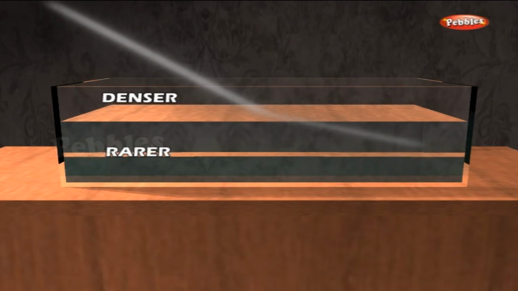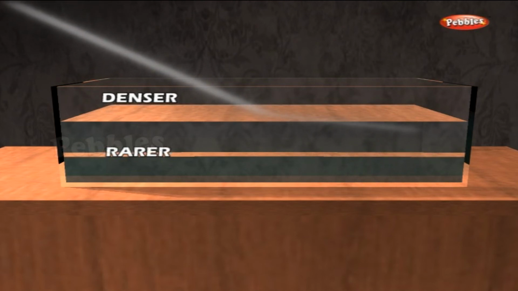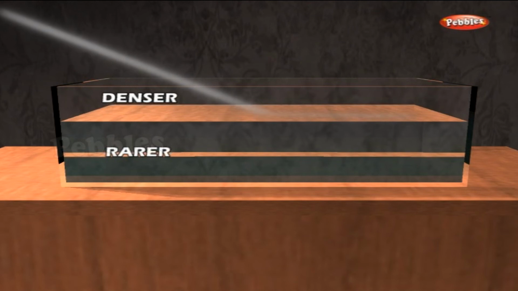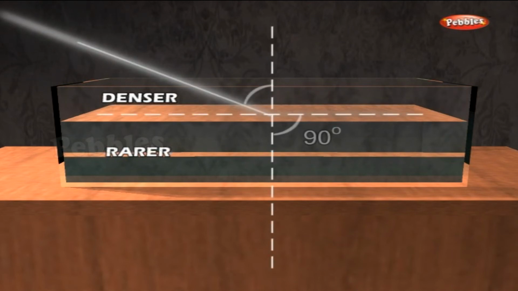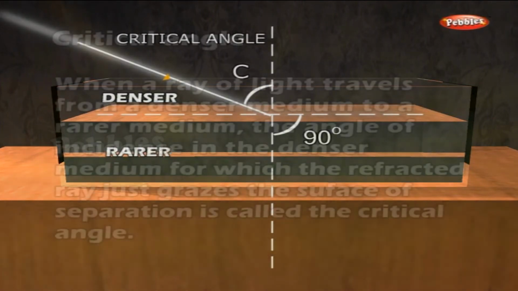For a particular angle of incidence, the refracted ray just grazes the surface of separation. The angle of refraction is 90 degrees. This corresponding angle of incidence is called the critical angle C.